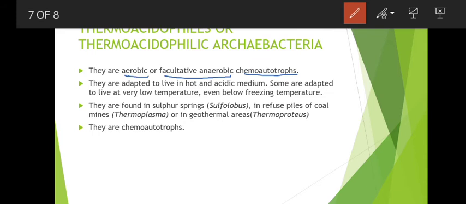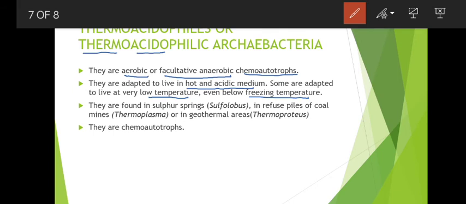Next, we come to the next point. They are adapted to live in hot and acidic medium, as we can see from the name, thermo and acido. Some are adapted to live in very low temperature, even below freezing temperature. So they are not only able to live in hot environments, they are also capable of living in low temperature environments, even below the freezing point.